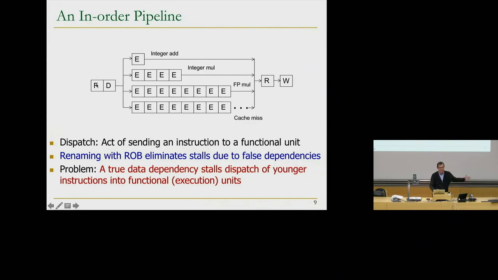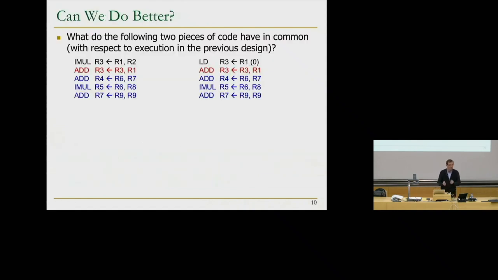But what if there were some other instructions later in the program execution order that didn't need that value, or that didn't need any value that's produced by any instruction in the pipeline? That could have gone. Well, too bad. We've stalled the pipeline. They cannot even get into the pipeline, right? So out-of-order execution is going to solve that problem. So the key question is, can we do better?